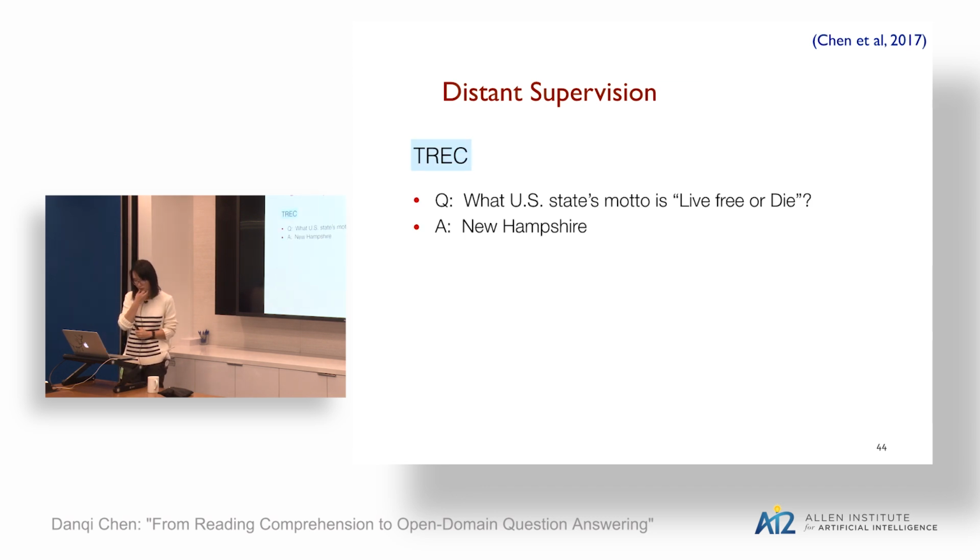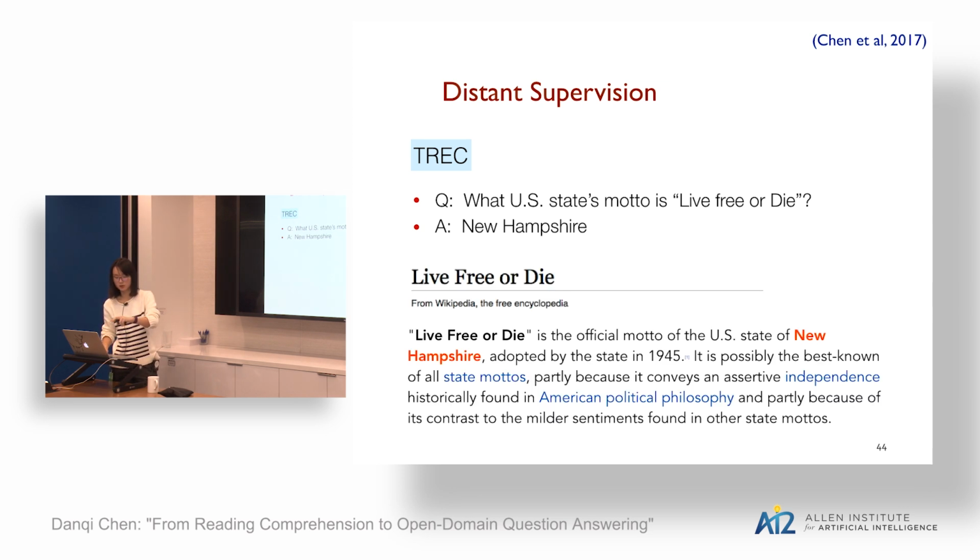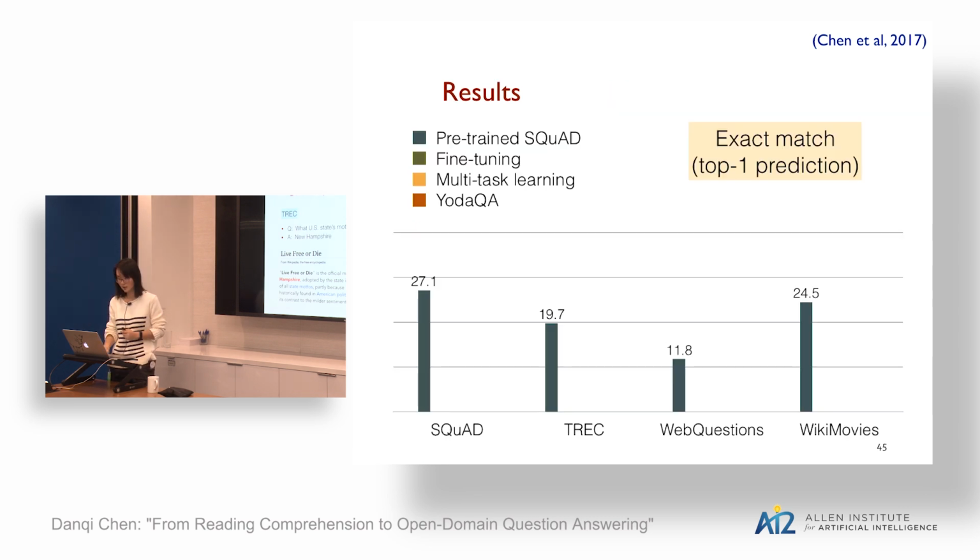So here is an example. If we have a question answer from TREC, this is a real example from TREC, and we leverage this document retrieval module, we find a Wikipedia paragraph, and we find that the answer actually appears in this paragraph. Then we can create a training example of the question, the paragraph, and the answer. So the next thing is to see if this distantly supervised data can actually help us get better performance on open domain question answering.